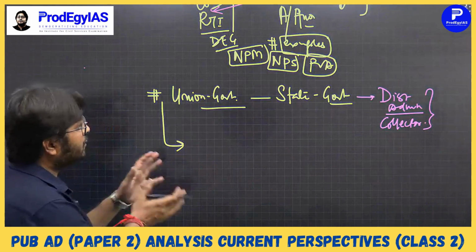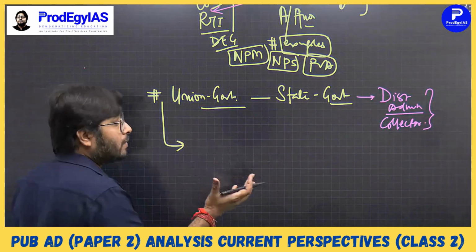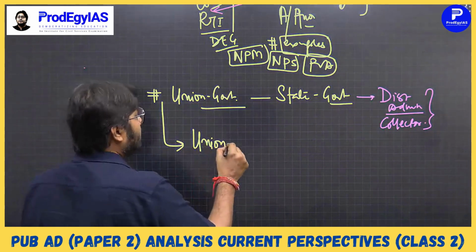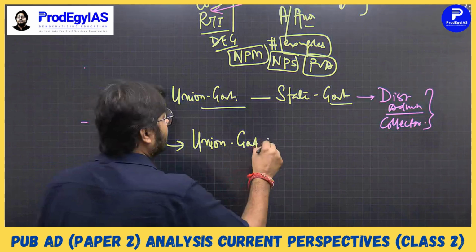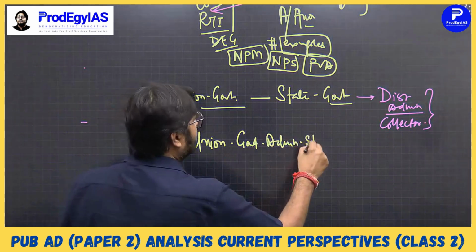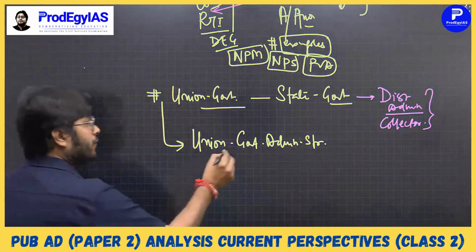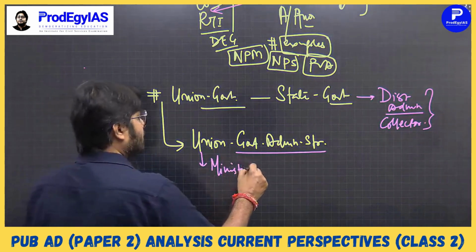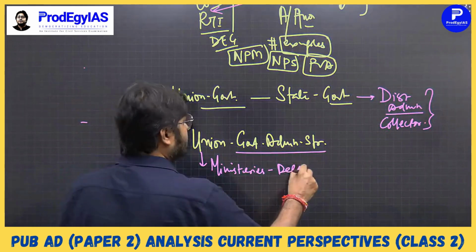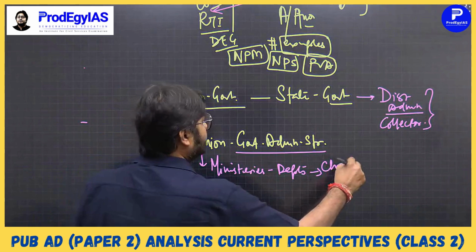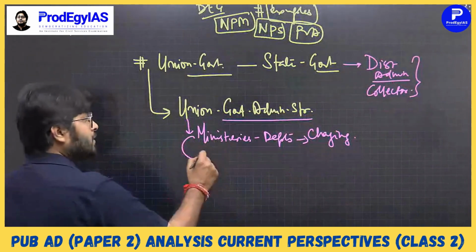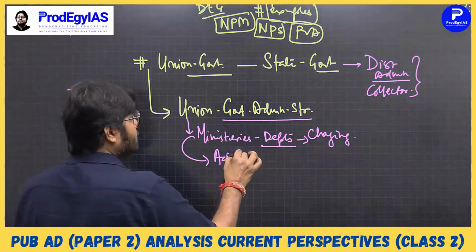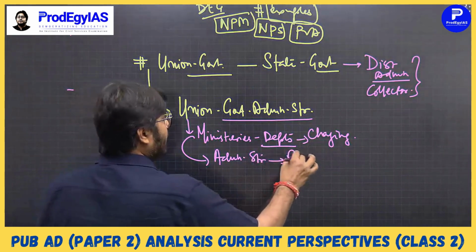So the nature of questions here, as you know, can be very simple. Regarding the union government administrative structure, one: how the nature of ministries, departments is changing. Do we need reforms in departments and ministries? How the administrative structure of the government can be reformed?